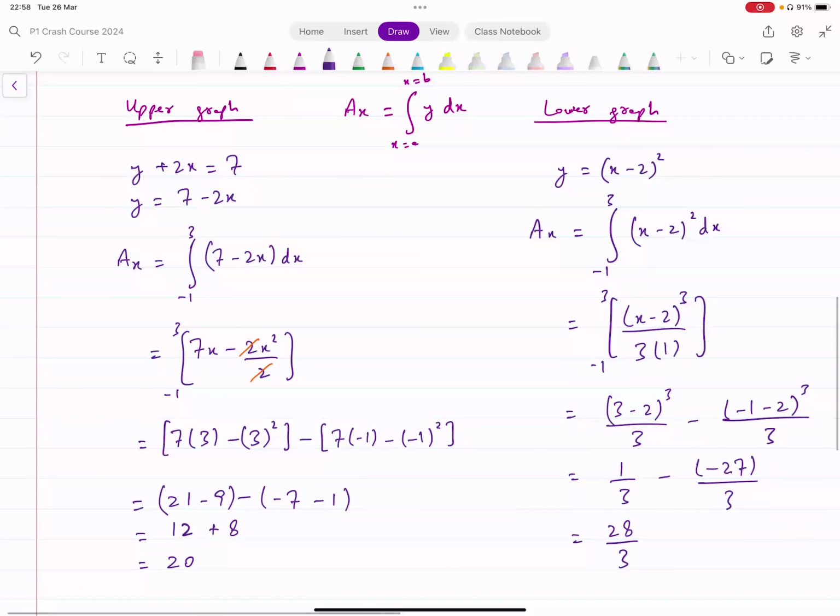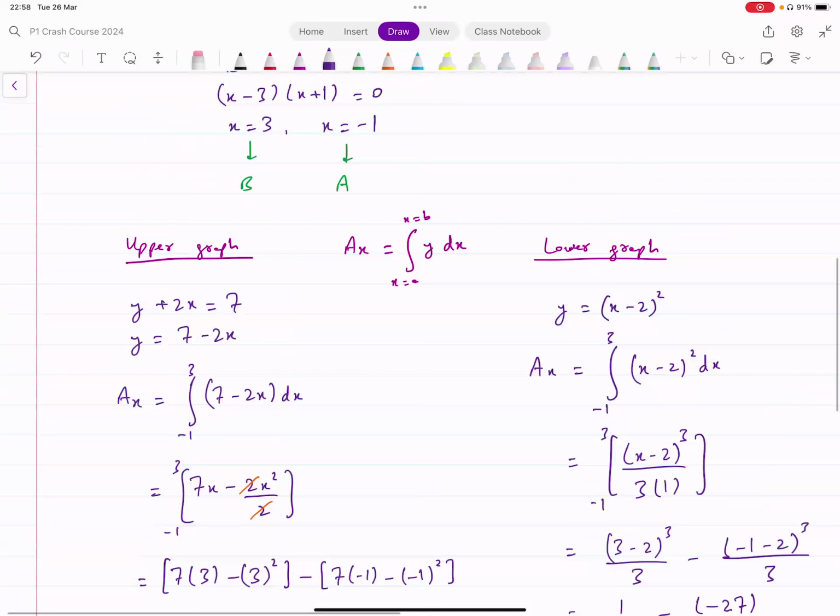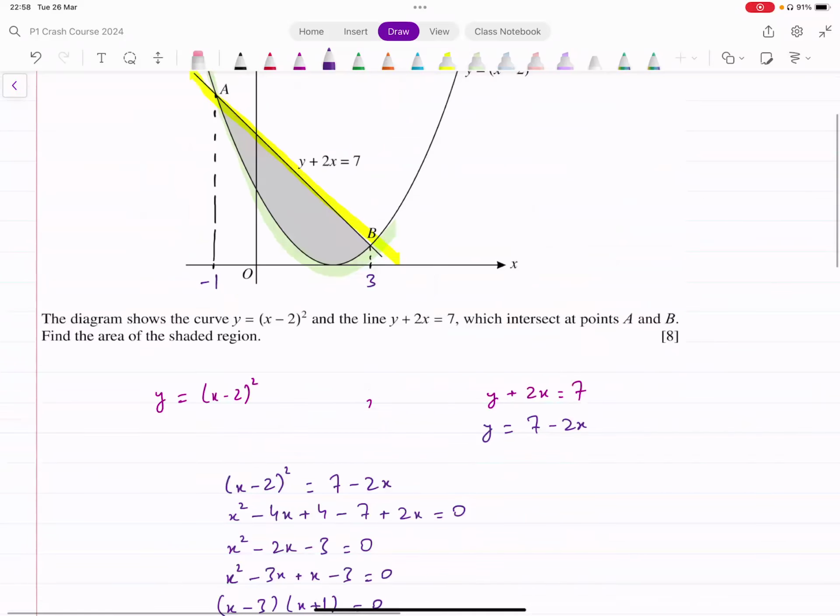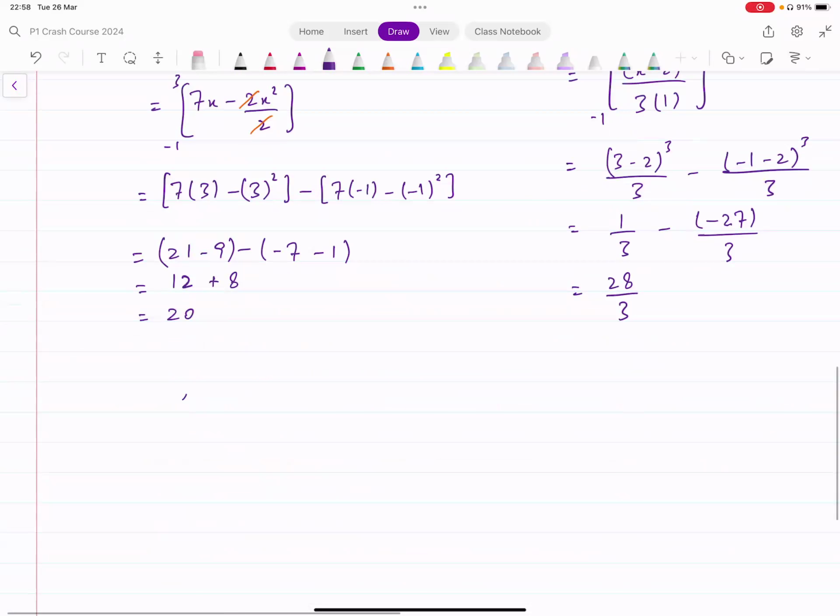So we have the area between the upper graph and x-axis, and we have the area between the lower graph and x-axis. What's the shaded area now? Just find their difference.